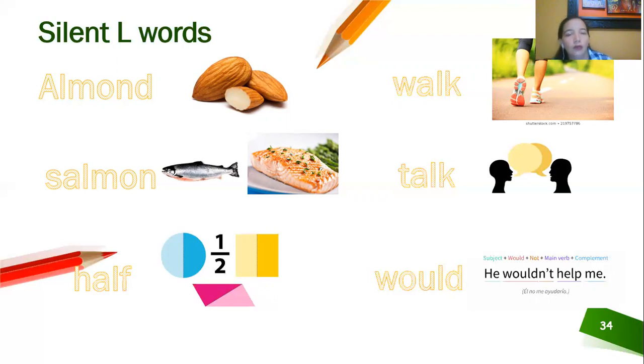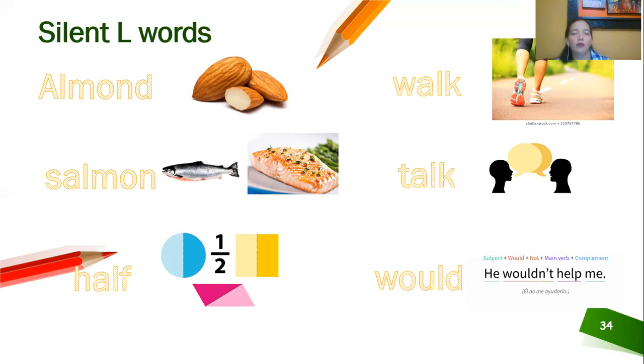Okay, so the pronunciation of these words is like this. Almond. Almond. The second one is salmon. Salmon. You don't pronounce the L, right? The next one, half. Half. The next, walk. Walk. The next one, talk. Talk. And the last one, wood. Wood. Okay? Repeat them, please, at home.